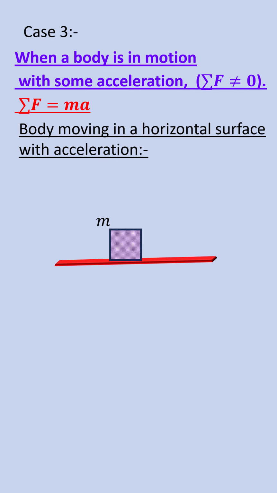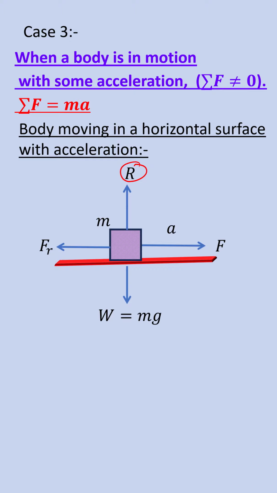This is the body and this is moving. The normal reaction acts upward. The weight acts vertically downward. This is the direction of the applied force, and a has some value. And this Fr is the frictional force acting in the opposite direction.